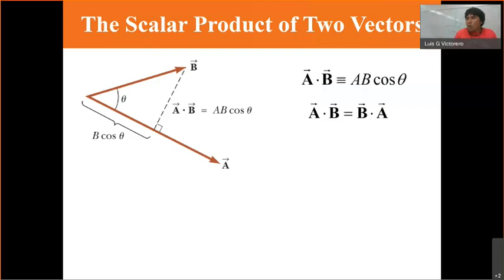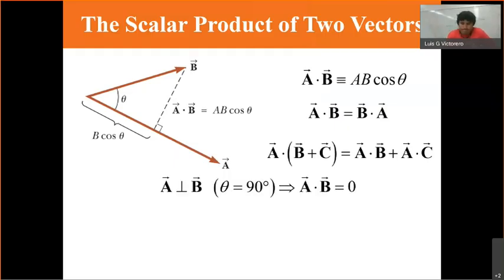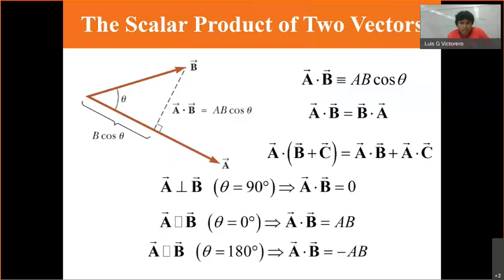It is commutative and it is associative. You can use it. Just when you are doing the associative, remember that you are dealing with vectors. A dot B plus A dot C. If it's 90 degrees, by definition the cosine of 90 is 0. When theta is equal to 0, you have the maximum dot product, AB. And if it's 180, the most negative dot product, minus AB.